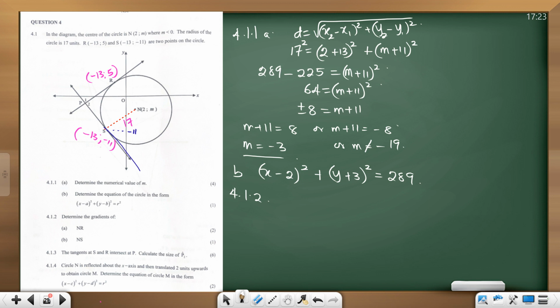4.1.2. Determine the gradient of NR and the gradient of NS. Guys, give me your answers. We all should be able to do this one. What is the gradient of NR? Talk to me quickly. Negative? Can we confirm this answer? And the gradient of SN will be equal to what? Is it confirmed? All right, we don't want to waste time doing that again. Lovely. Now, the tangent.